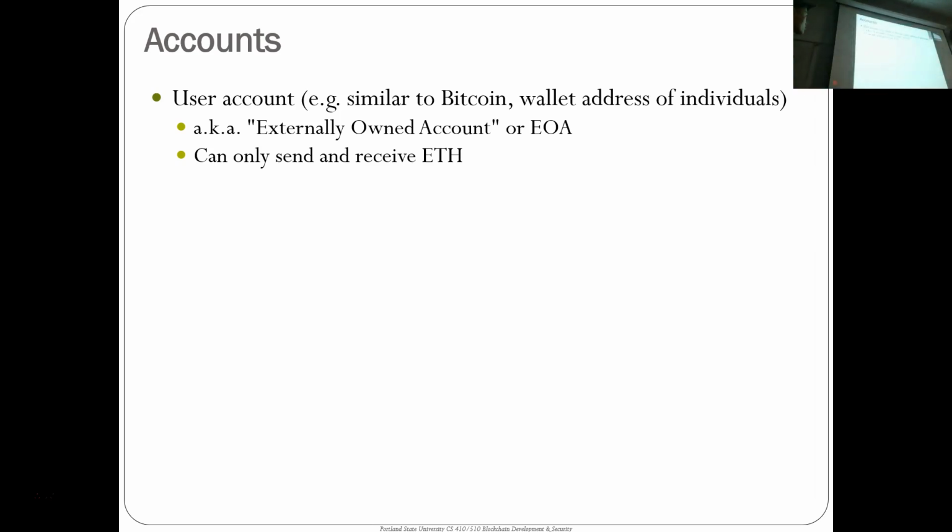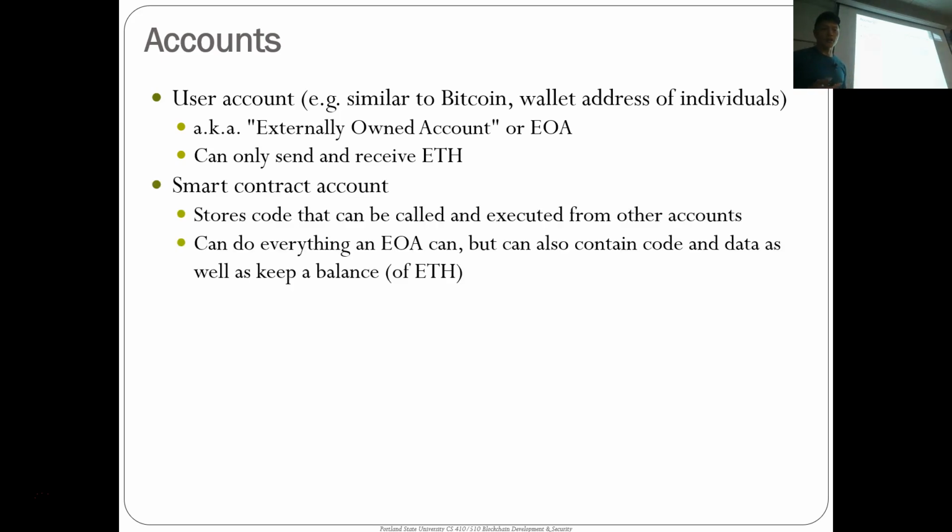So, accounts on Ethereum. You have two kinds of accounts. You have a user account, which is very similar to Bitcoin. It's basically an address that is associated with a user, like the wallet address is a user address. This is also referred to as an externally owned account, meaning that the person who controls it is external to the blockchain. And these wallets can only send and receive ETH, which are funds.